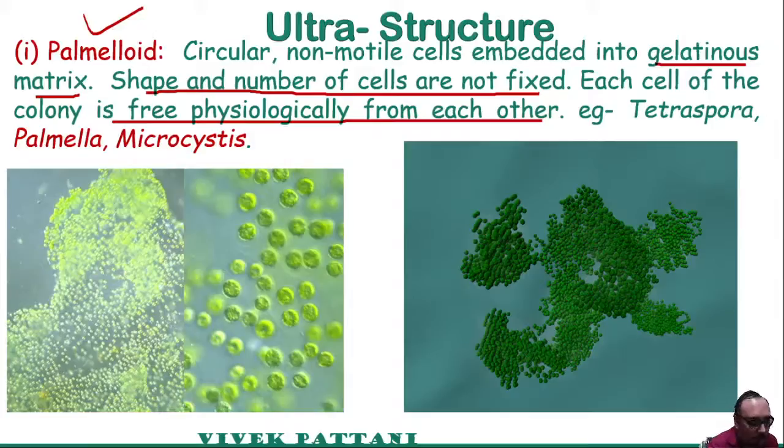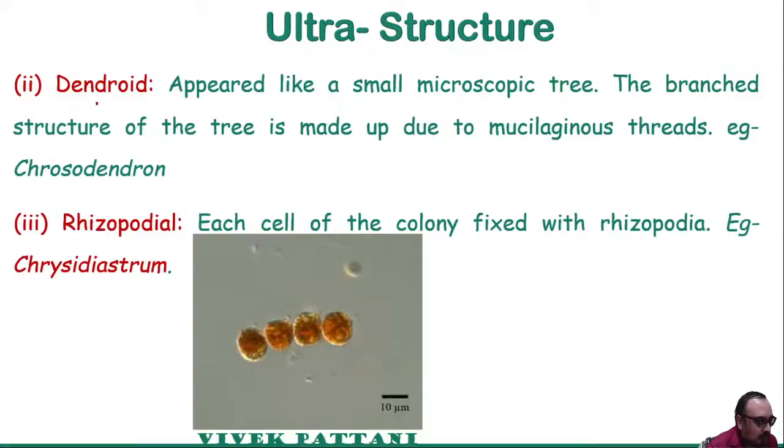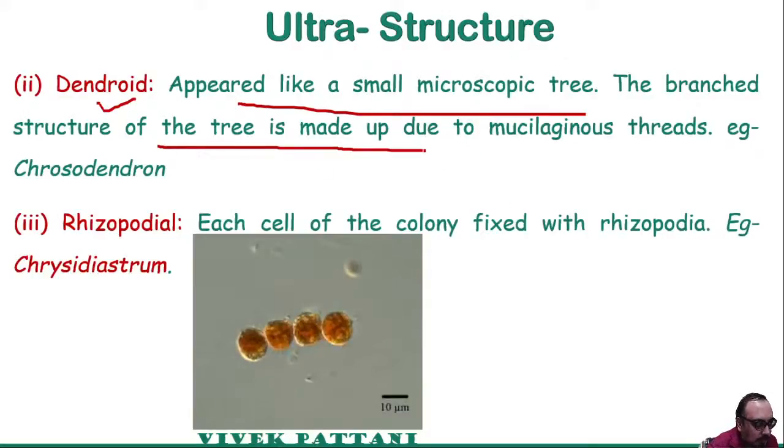Okay, now moving forward. Next one is a dendroid type. How do they appear? They appear like a small microscopic tree, a tree-like structure. The branch structure of the tree is made due to the mucilaginous threads.